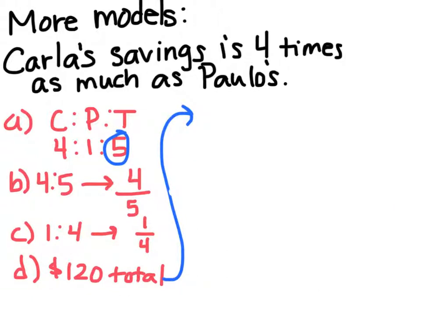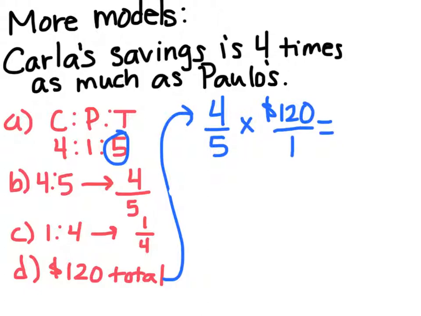We know that the ratio of Carla's savings to their total savings is 4/5. We solved for that in part B. So we can take 4/5 of, remember, of is code for times, $120 to solve for Carla's savings. You know how to multiply fractions. We can do this. Let's begin by cross-reducing. Remember that 120 is over 1. So 5 does go into 120 equally, so we're going to divide 5 by 5, and we're going to divide 120 by 5, giving us new fractions of 4 over 1 times $24 over 1.